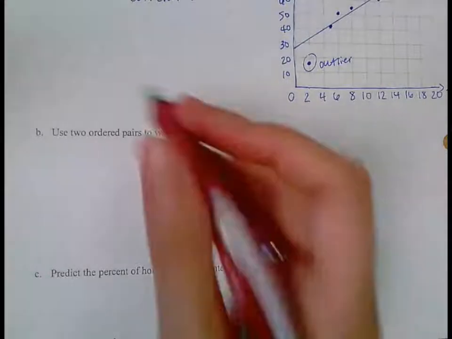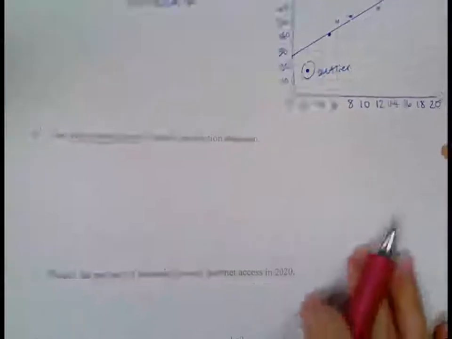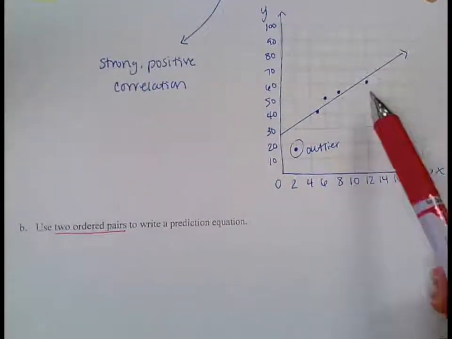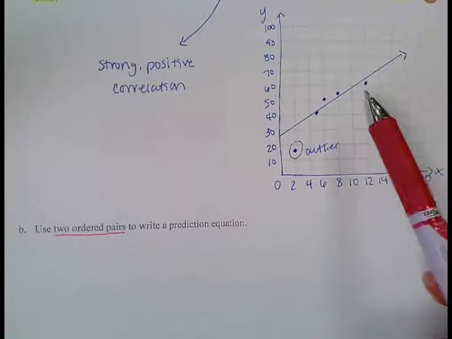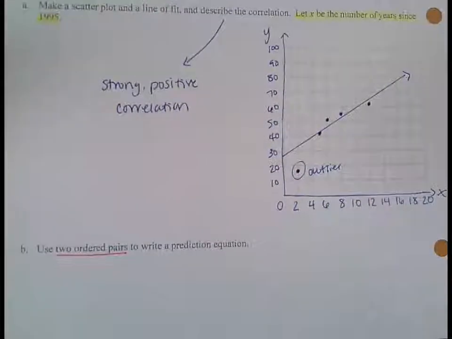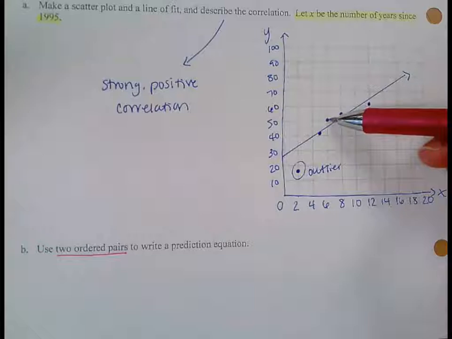So I need to pick 2 points. I'm just going to use a different color so you can tell the difference from the blue. The 2 points you pick do not have to be from your scatter plot. They do not have to be from this table. And in fact, I don't want you to use them if your line doesn't go through them. So for example, I should not pick this point. My line doesn't even touch that point. So why would I use it to write the equation of a line? My line doesn't go through it.